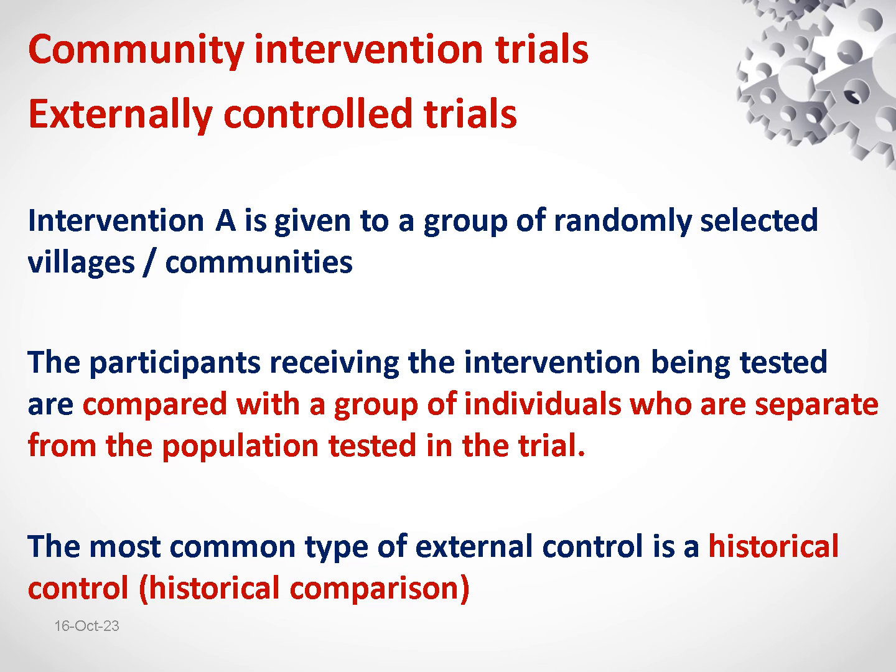Maybe one group of village is getting an intervention. The outcome is compared with outcome before 10 years or outcome before 20 years. It is compared with historical control. Before 20 years, what was the outcome? Today, what is the outcome? Then compare. That is a historical control.